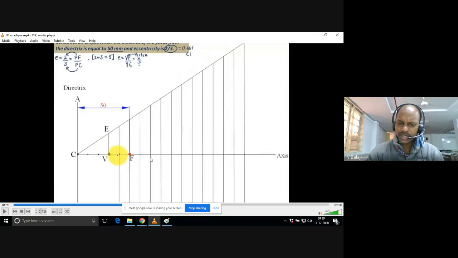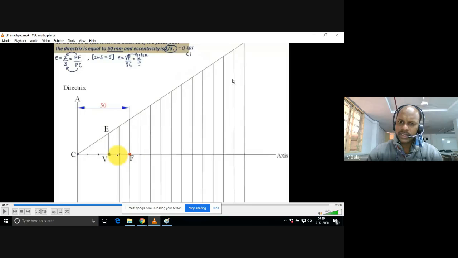So all these lines are after the vertex point. You can choose a number of points and you need to draw vertical lines like this, intersecting with the C extension line. You have to extend. You have to draw all vertical lines from the various n number of points you have chosen on the axis.